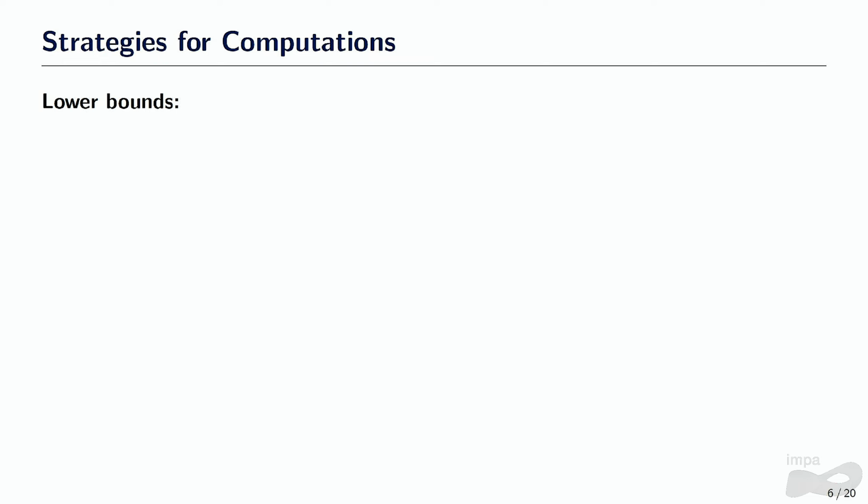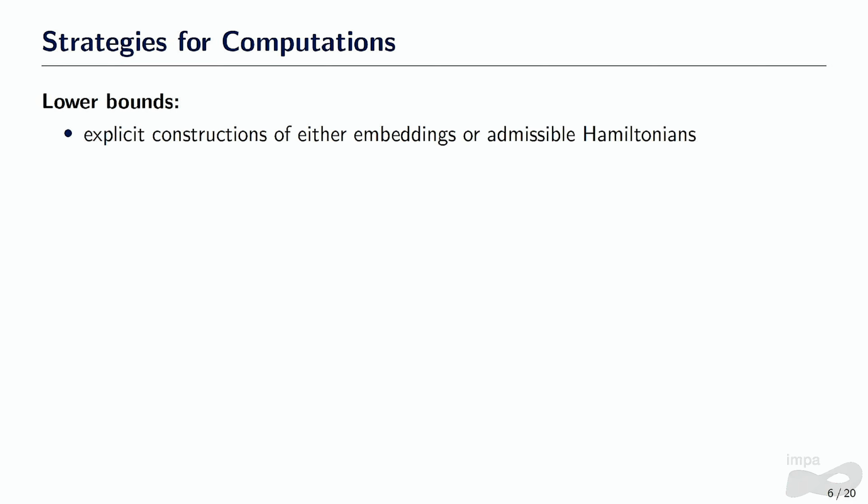For the lower bounds, recall that they were always defined as supremum. We use some explicit constructions, either of embeddings for the Gromov width, or constructions of admissible Hamiltonians for the Hofer-Zehnder capacity. In the examples that I showed you previously, maybe you noticed that all of them have a lot of symmetry, which indeed is helpful for both scenarios.